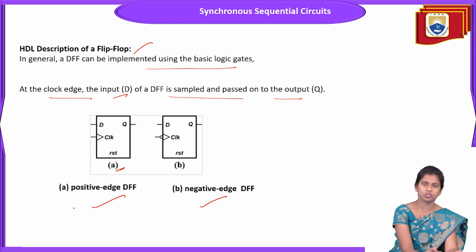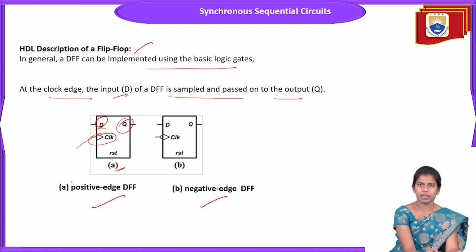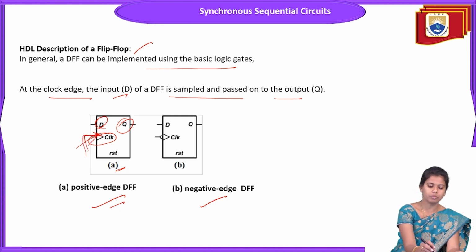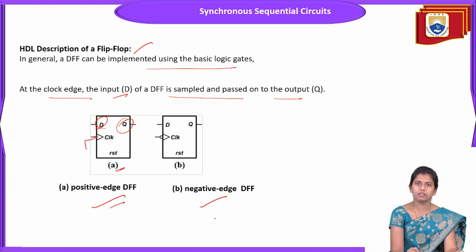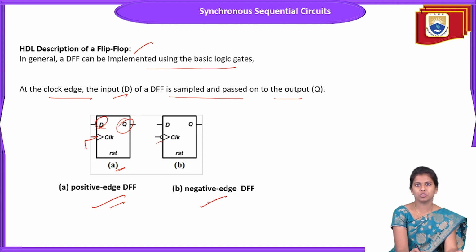For this positive edge D flip-flop, you will observe D is the input and Q is the output, and a clock signal is applied. We see a simple common clock is being given. Whereas if you observe the negative edge D flip-flop, we see a knob. It represents a negative edge. Here D is the input and Q is the output, and the knob means it's a negative edge.